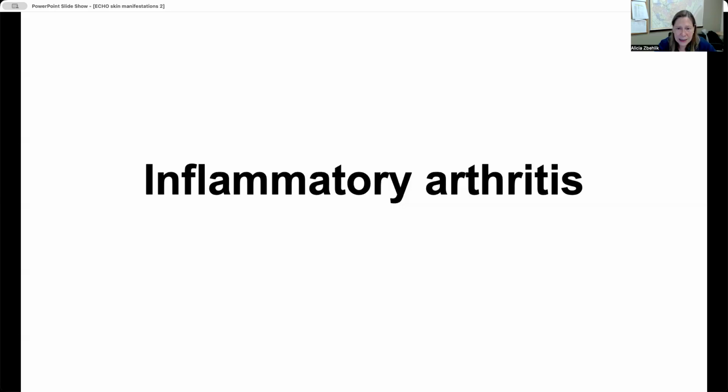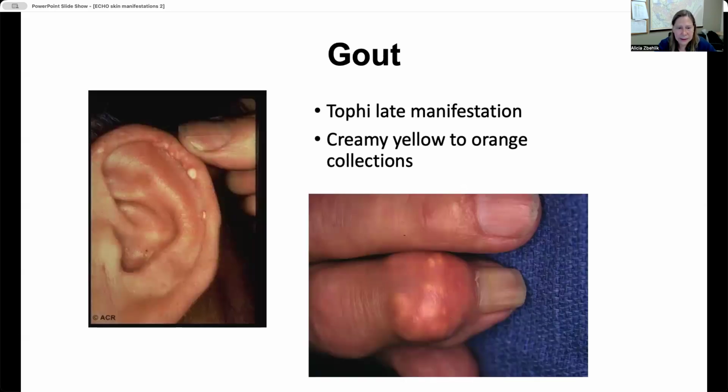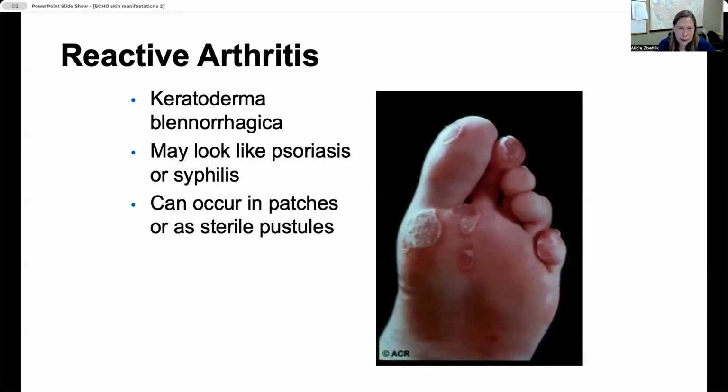And next slide. Inflammatory arthritis, getting towards the end here. Had to throw in something for gout, because tophi can be really helpful for diagnosis if people are having intermittent flares or acute monoarthritis. Tophi tend to be pretty late because it's the aggregation of the uric acid crystals, and they're notable for both the distribution. The ones on the ear are classic, and then there are creamy yellow to orange collections. And next slide. And this is the last slide.